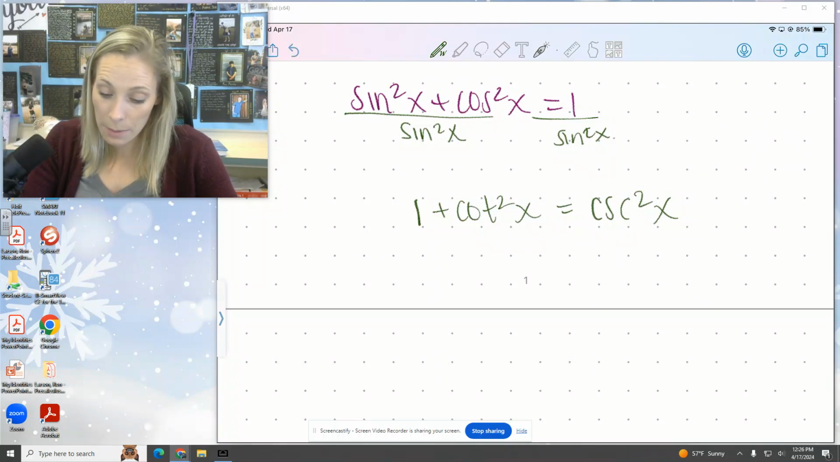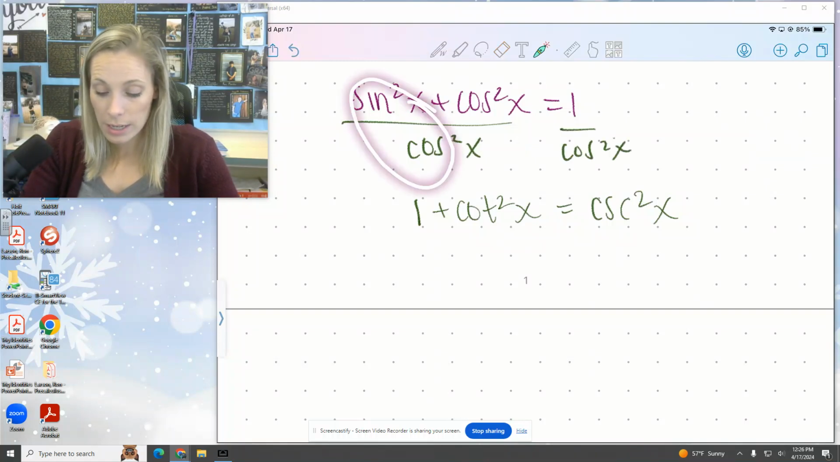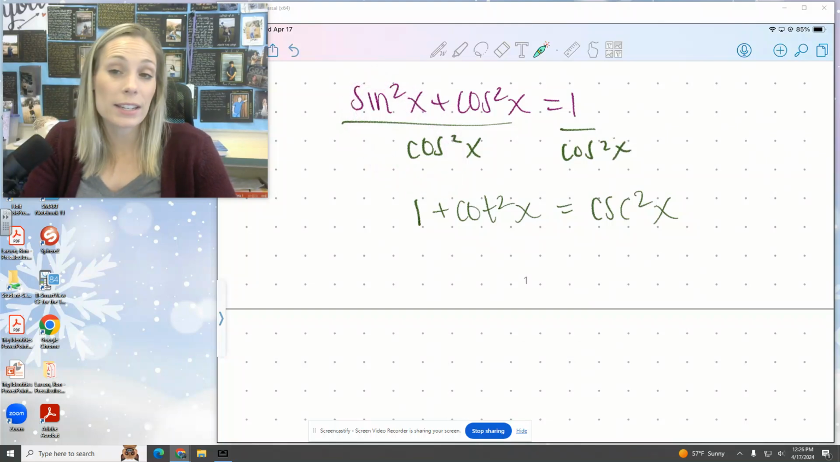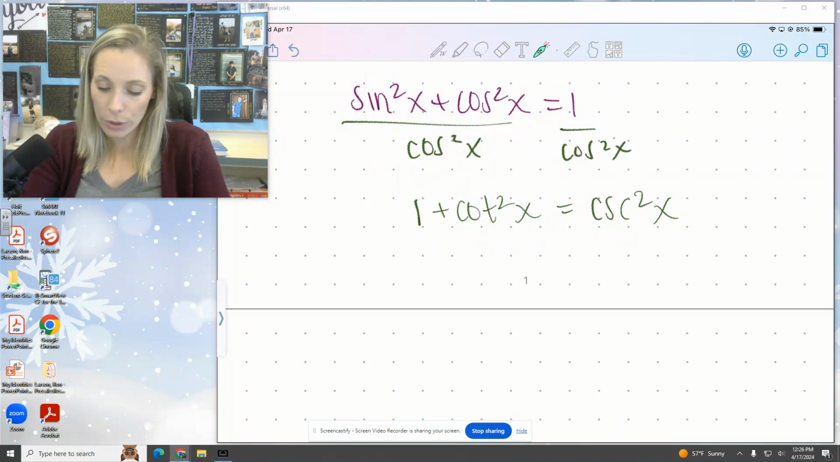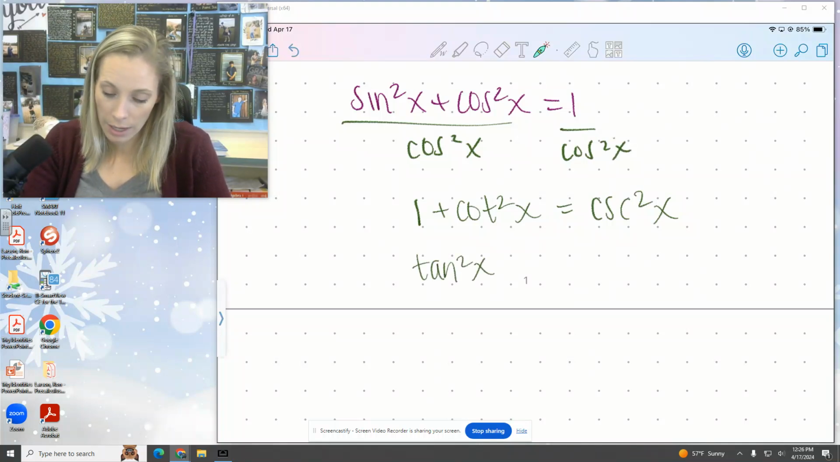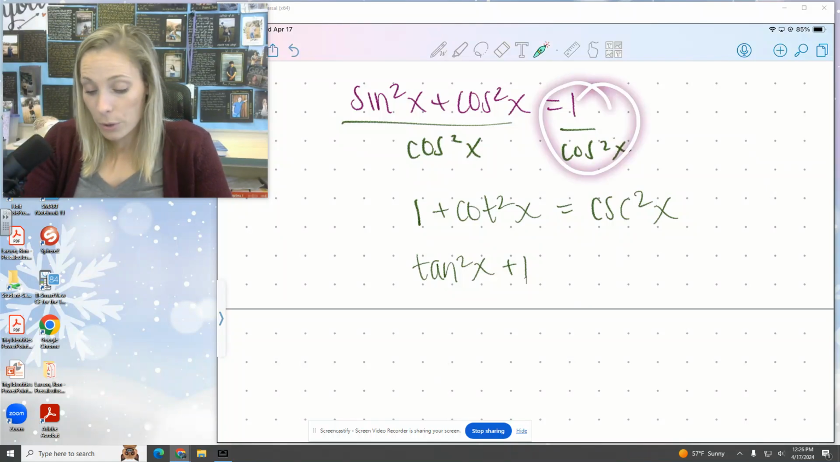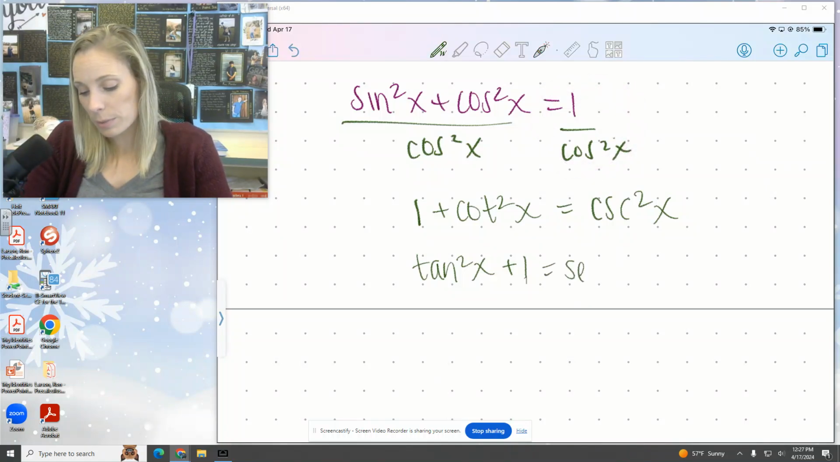Now we could do that same thing and divide everything by cosine instead. So we would start right here. Our quotient identities tell us that sine over cosine is tangent. So naturally speaking, sine squared over cosine squared would be tangent squared. And cosine squared over cosine squared would be 1. And 1 over cosine squared, well, 1 over cosine is secant. So 1 over cosine squared would be secant squared.